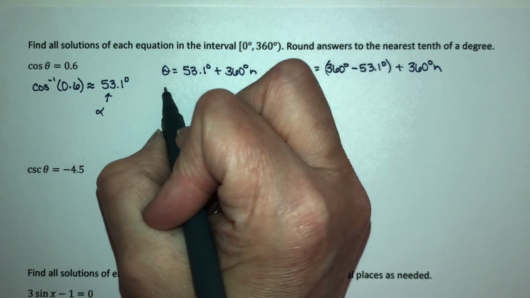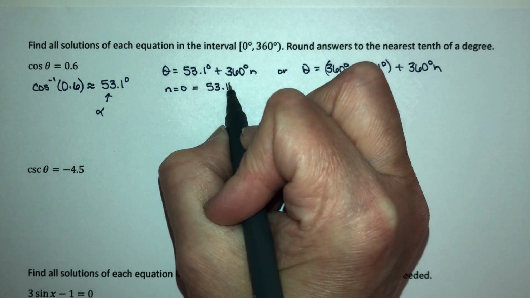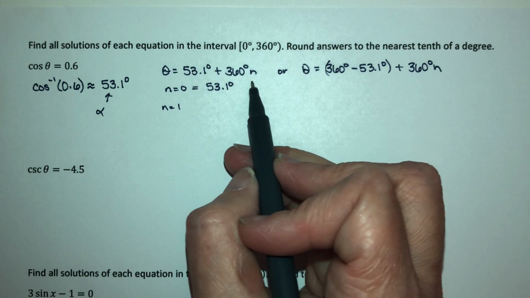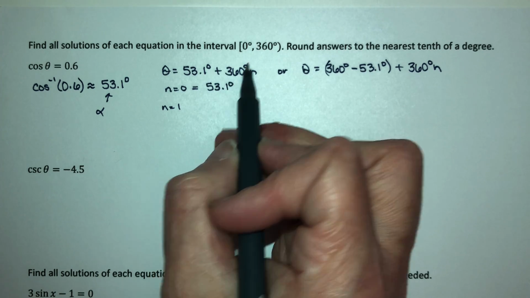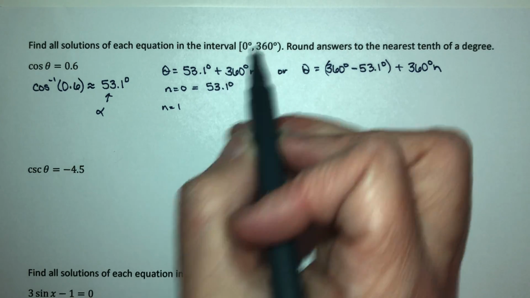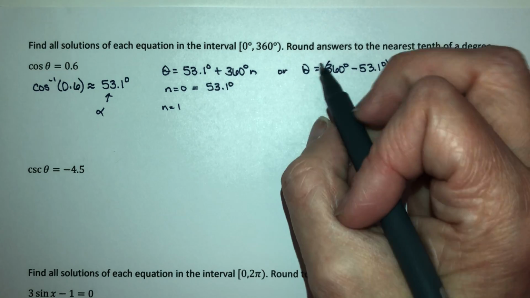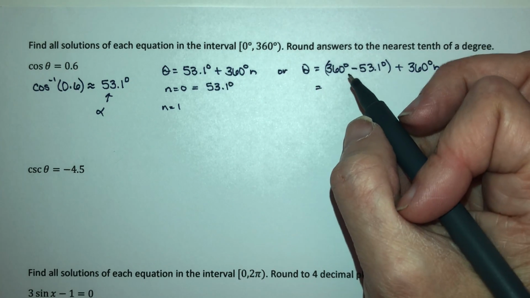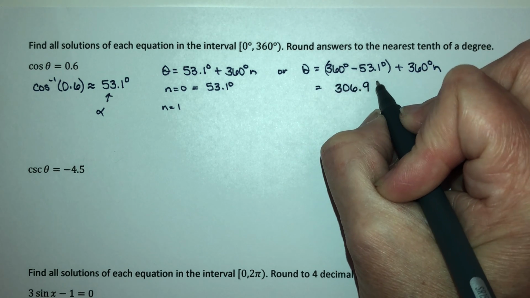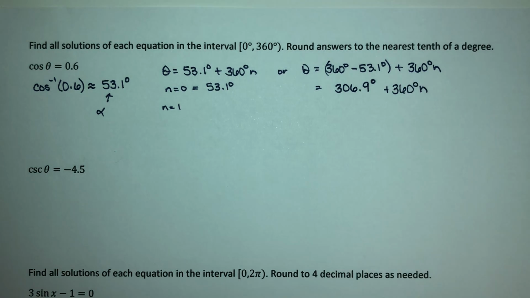Okay, so if n is 0 here, I get 53.1 degrees. And if n equals 1, then I'm going to get a number larger than 360. And that's larger than what we're supposed to be looking for in our range here. So this is the only solution I have from this possibility. Go ahead and do the arithmetic here, and you get 306.9 degrees plus 360 degrees n.